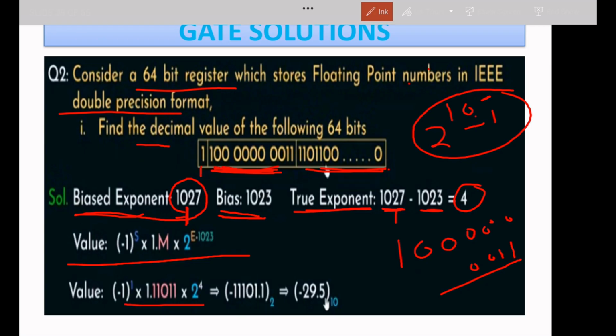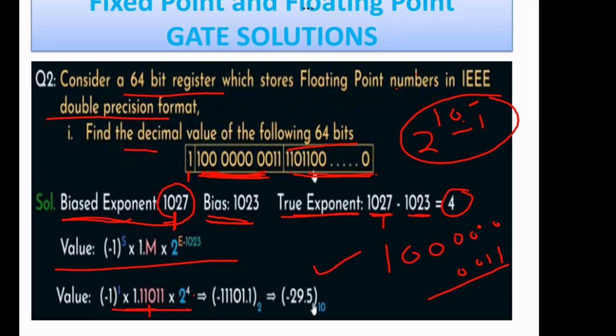So your value is equal to minus 1 to the power 1 dot mantissa. What is mantissa? 11011. Okay, this value 11011 into 2 to the power 4. Now you can calculate, and you can convert it to the decimal form. Already we discussed. Will not waste the time here.